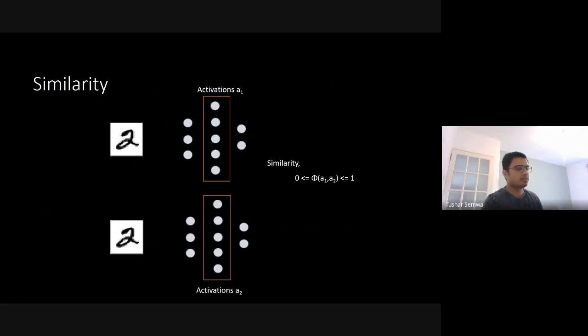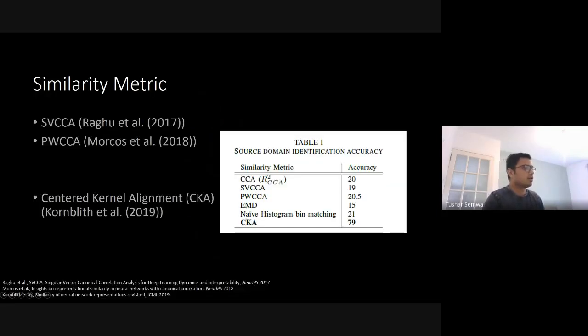Suppose there are two neural network models, the top one is the model M1 and the second one is the target model. When you pass the same dataset, say an MNIST digit 2, we take the activations of the neurons at a layer, say the hidden layer, and pass them to a function phi. The value given is between 0 and 1, and that's called similarity, where 1 means highest similarity and 0 means no similarity. We need to find this phi so that it does not depend upon the target distribution. We don't need to know the target dataset, we just need these activation values. So we landed on finding a similarity metric which works in our scenario.